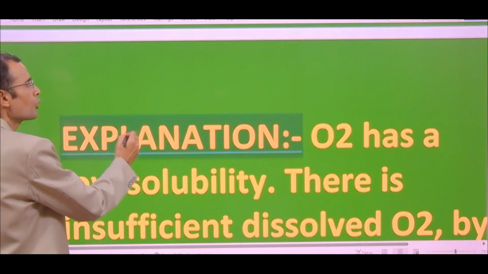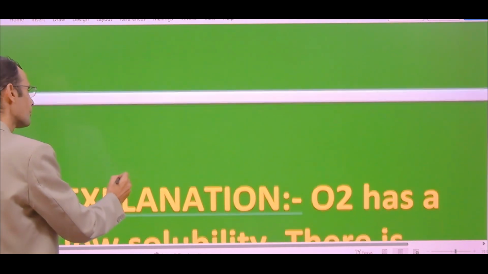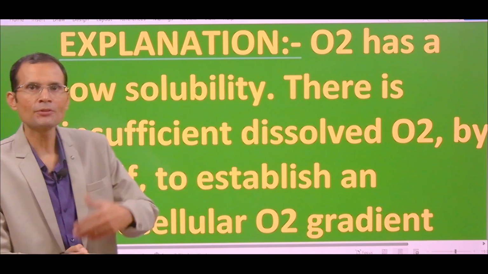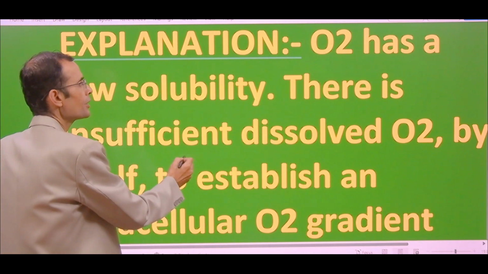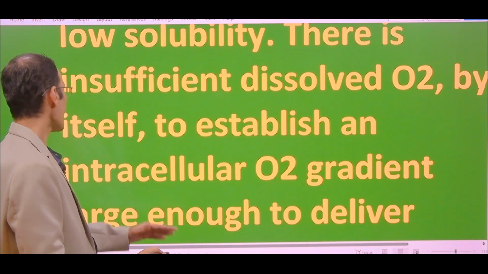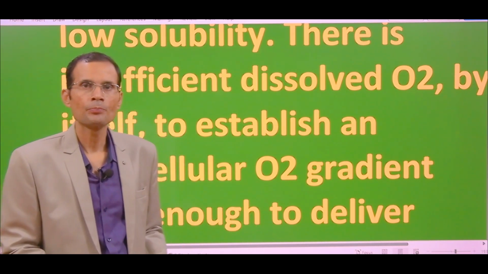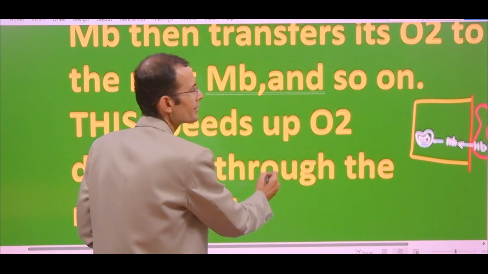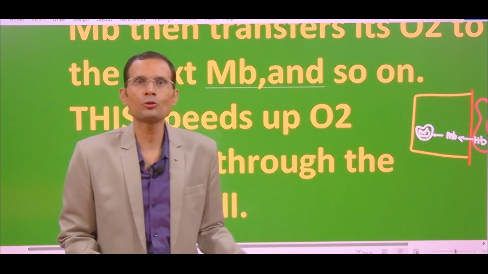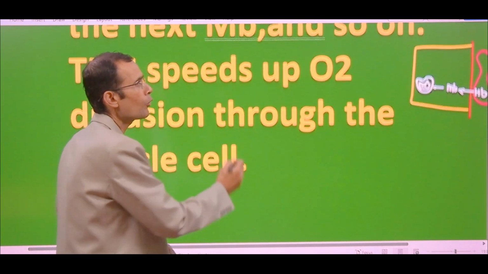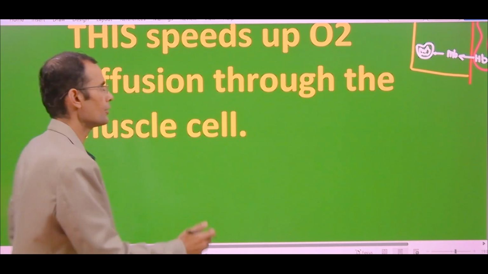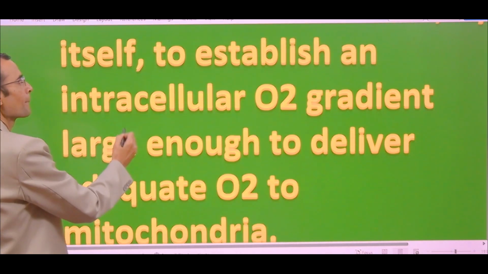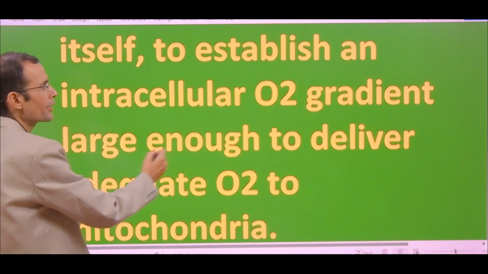It speeds up the diffusion of oxygen through the cytoplasm of the muscle cell. Now oxygen has low solubility, as we have already mentioned. There is insufficient dissolved O2 by itself to establish an intracellular O2 gradient. Look, because oxygen has low solubility, even in the cytoplasm of the muscle cell it will dissolve slowly, and therefore it won't be able to create that gradient of oxygen to be delivered into the mitochondria. And therefore there is no large enough gradient, as we have said already.